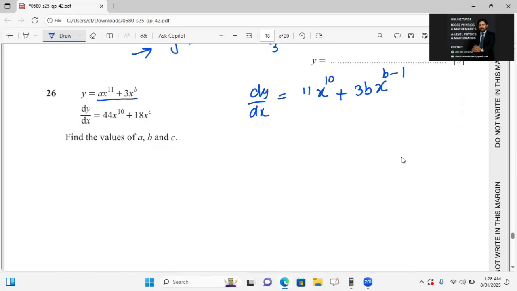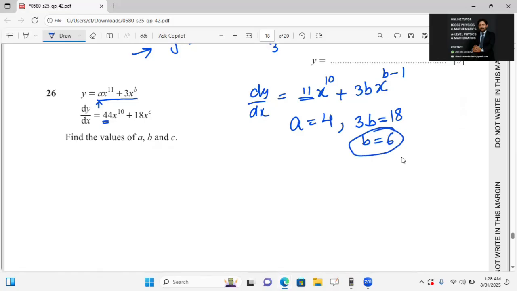Here, for the a value, he is talking about 11 times a over there. But he is saying here it is 44. So 11 is multiplied by 4. So a is equal to 4. B is making 3 with 3b is 18. So 3b is equal to 18. B is equal to 6 over there.